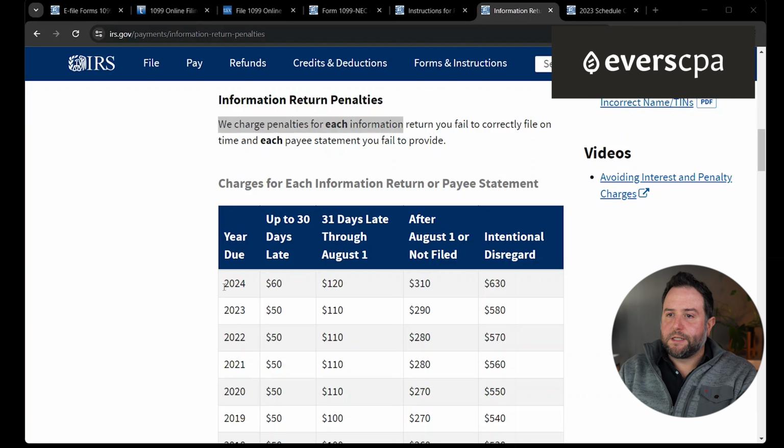All right, so for the year they are due, for tax year 2023, the return is due by January 31st of 2024. So if you filed that 1099 up to 30 days late, the penalty would be $60. If it's 31 days late through August 1st, if you file any time between that period, you would be assessed a $120 penalty per return. If after August 1st or not filed at all, you'd pay $310 in penalties. And let's not forget interest as well.